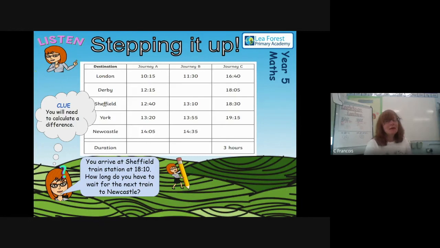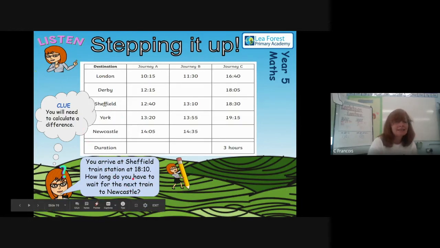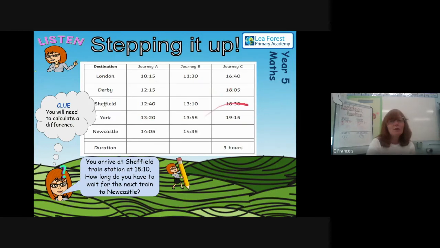Wasim, think about the question. I arrive at Sheffield at 18:10 and I want to get to Newcastle. If I'm at Sheffield and I want to get to Newcastle, so I'm at 18:10, it only gives me one choice because I've missed all of these. So it only gives me one choice. So how long do I have to wait? Well done, Maisie.